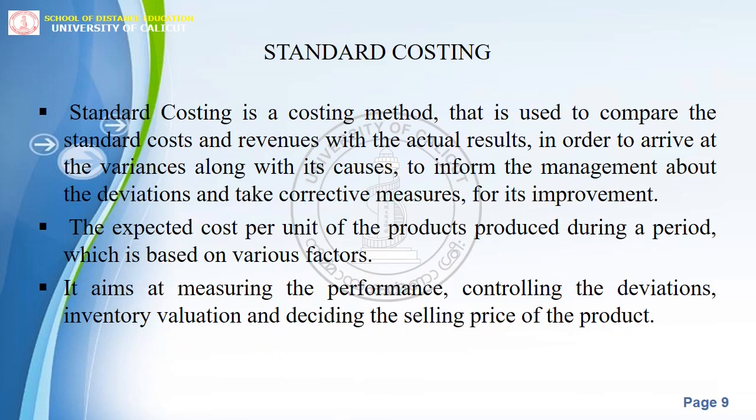Standard costing aims at measuring the performance, controlling the deviations, inventory valuation, and deciding the selling price of the product. Standard costing is a costing method that is used for comparing the standard costs and the revenues with the actual results in order to arrive at the variance along with its causes, to inform the management about the deviations and take corrective measures for its improvement.